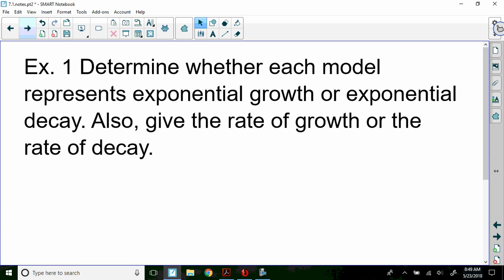All right, so here we are. Example number 1. Determine whether each model represents exponential growth or exponential decay. Also, give or state the rate of growth or the rate of decay. So I'll give you a minute to jot down those directions. And we're going to look at at least 4, maybe 5 or 6 of these, however many it takes to get the idea across.